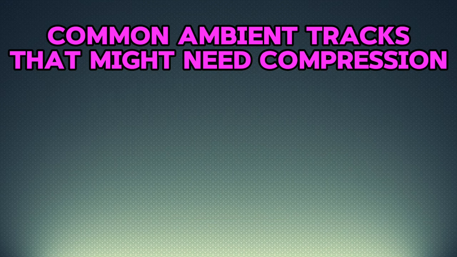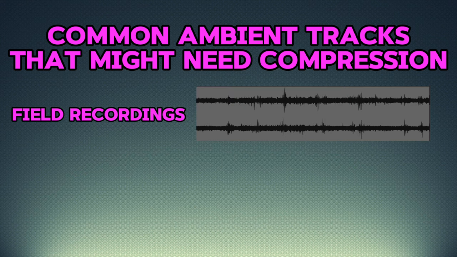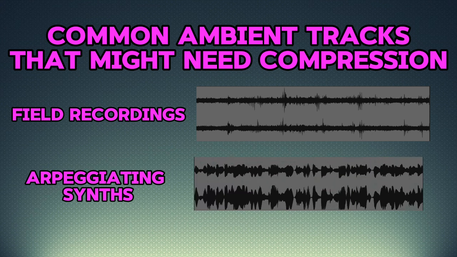In ambient music, some examples of tracks that might need compression are field recordings, which often have multiple kinds of sounds at different volume levels, some much louder than others, and arpeggiating synthesizers, which are often very spiky and feel like they're jumping out of a mix if they're really dynamic.